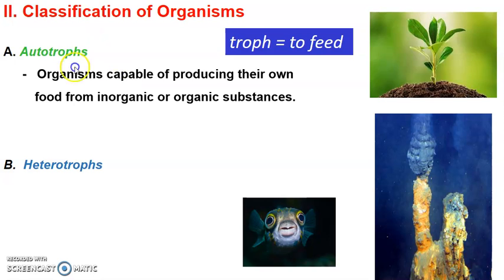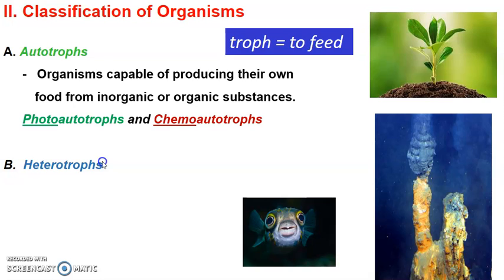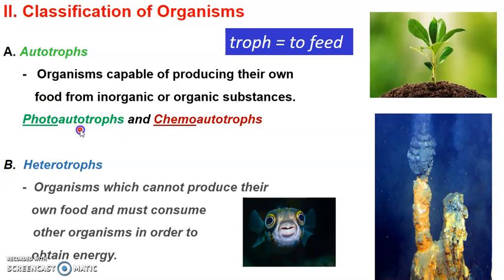Now, autotrophs can actually be broken down into two smaller categories, which we call photoautotrophs and chemoautotrophs. For photosynthesis, we're focusing on photoautotrophs, which are organisms that use light energy to create their own food.